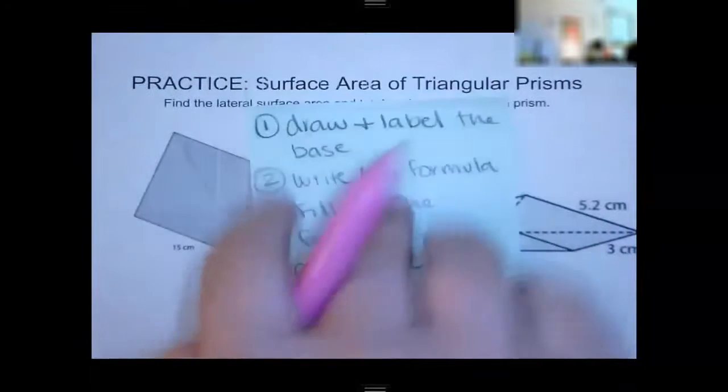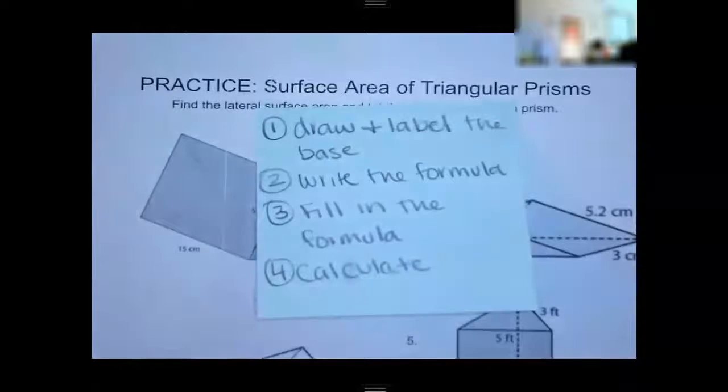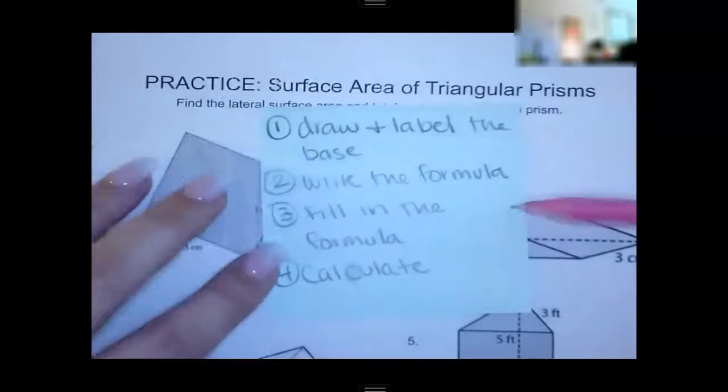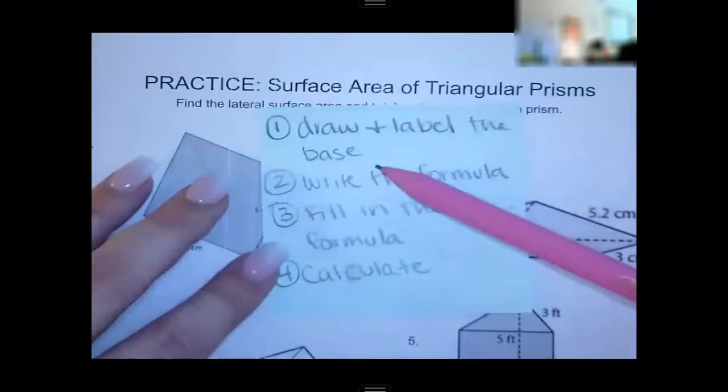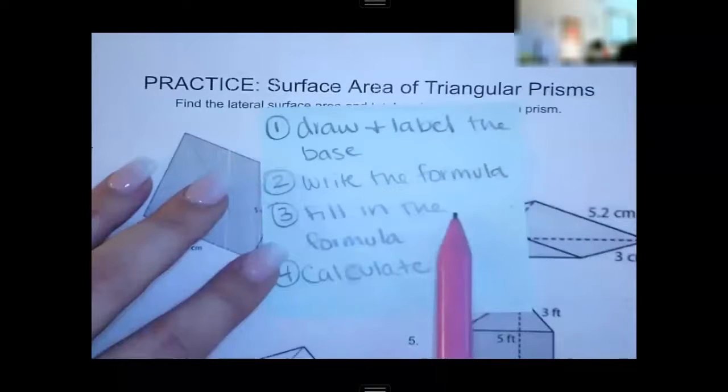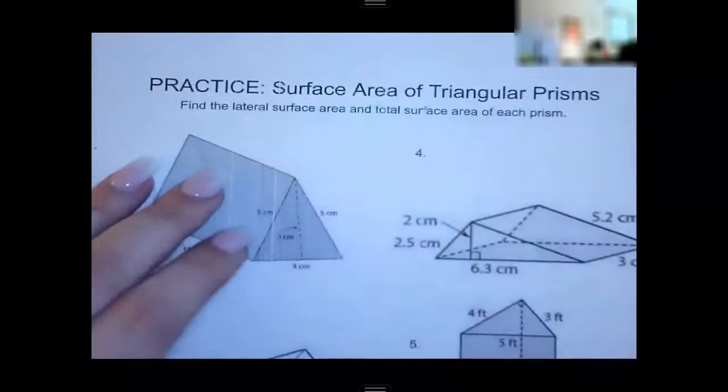They're the same steps we've used with cylinders, surface area of rectangular prisms, and we're going to use them again for triangular prisms. You're going to draw and label the base, and you're going to label every number on the base. You're going to write the formula, you're going to fill in the formula, and then we're going to calculate using Desmos, okay? So let's start with number one.